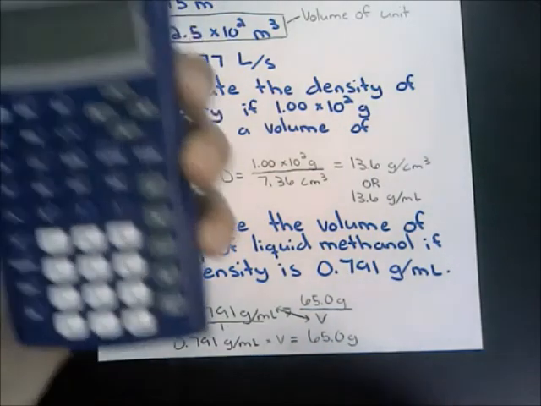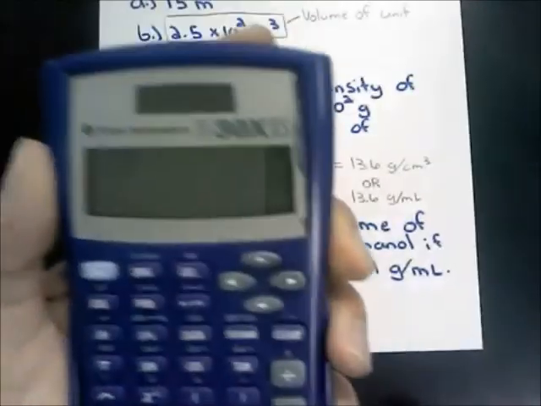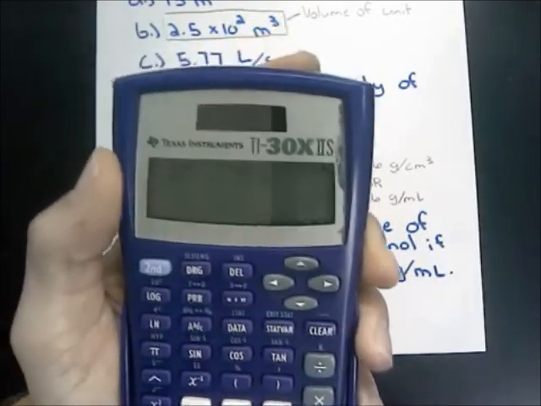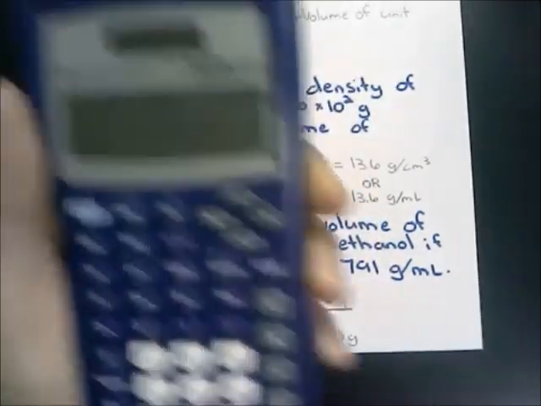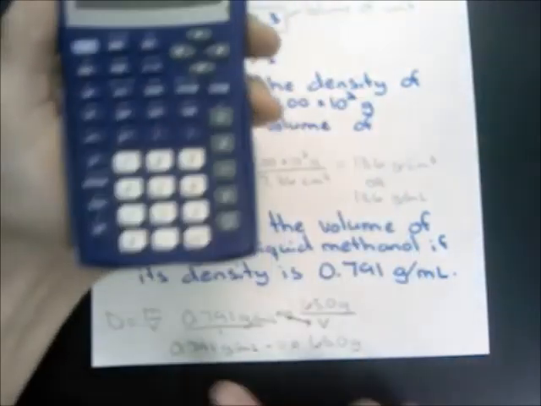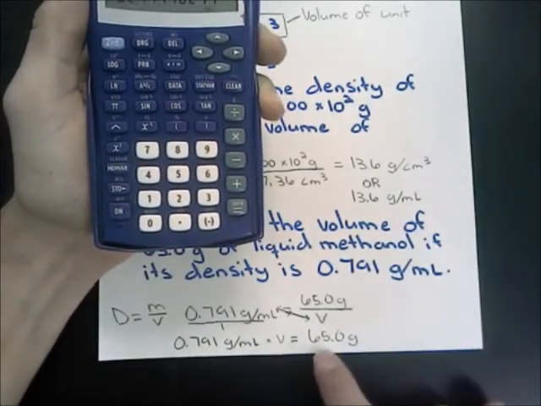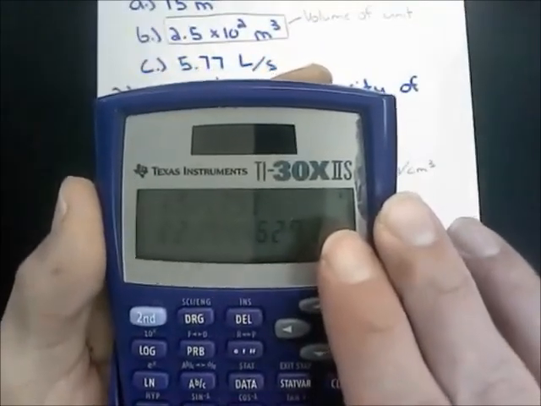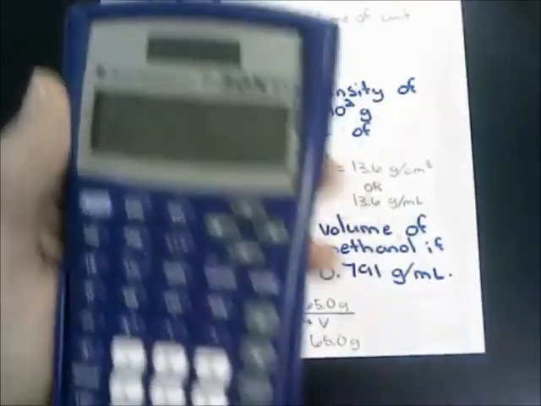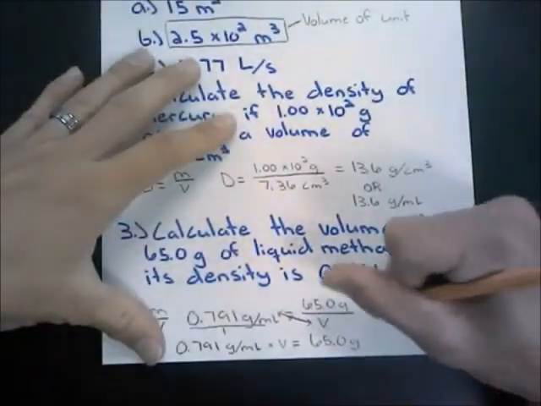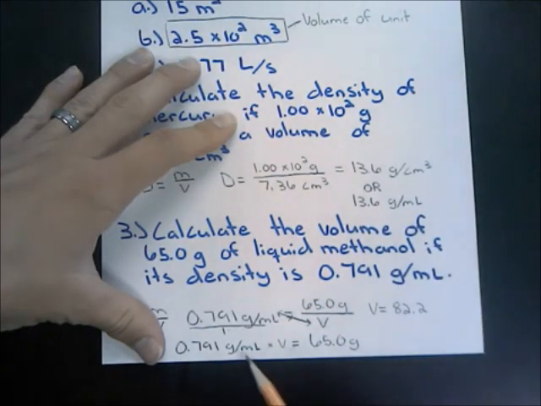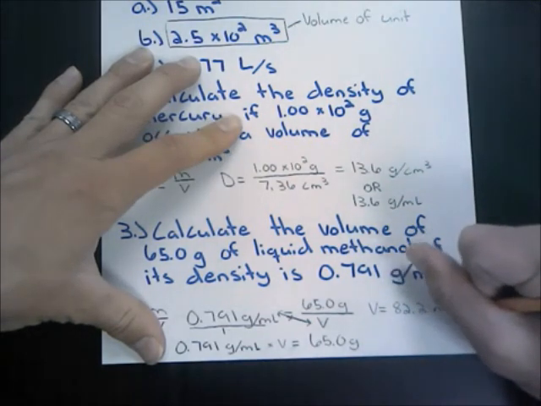Okay, so we take, again, 65 divided by 0.791, and we press enter. Now, we get, again, a long decimal. But notice here, there are 3 significant digits, and 3 significant digits here with 65. So that means our answer becomes 82.2 as our unit for volume. So V equals 82.2. And if you notice, if you divided this out, grams would cancel, and we would be left with mL for our volume.